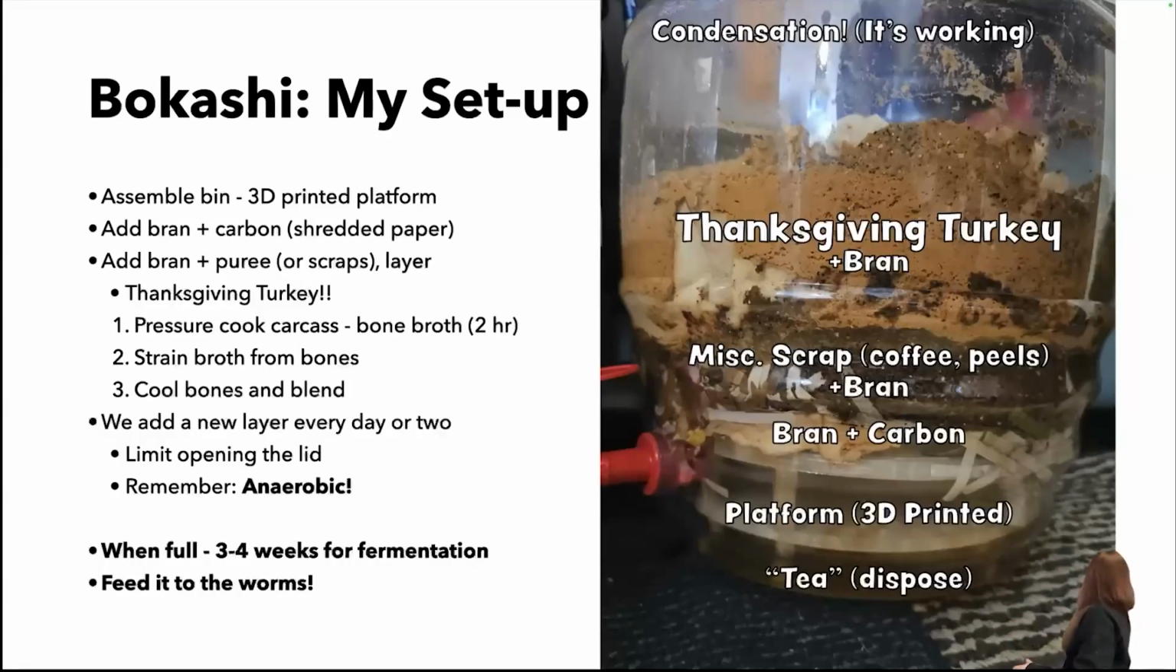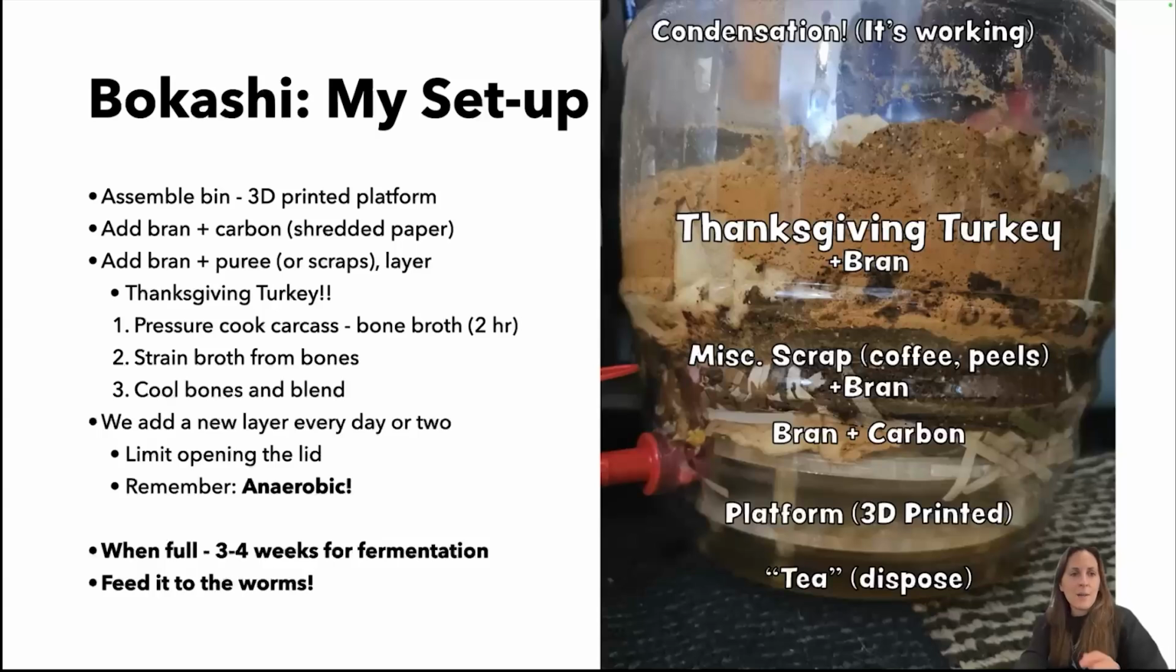And so what we have kind of up on the top is what was left from our Thanksgiving turkey, and so those are all of the bones, and they got a couple extra scoops of the bran to help break them down. And then at the very top, you'll notice that I do have quite a bit of condensation, which for me was an indicator that things are actually taking place.